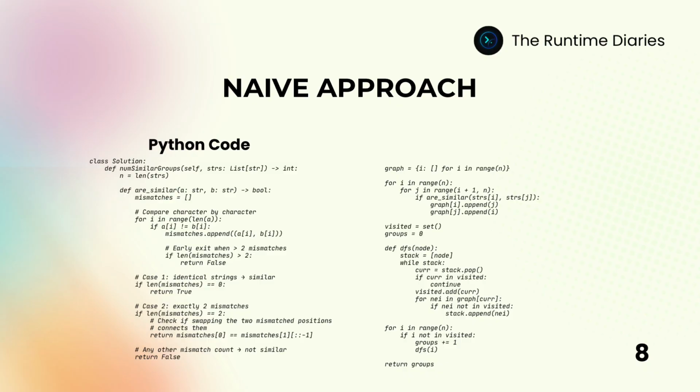components exist. The time complexity for this approach is O of n squared times L, where n is the number of strings and L is the length of each string. You're comparing n squared pairs, and each comparison takes up to L time to scan through the characters. This might sound expensive, but it's actually the expected complexity for this problem. We'll talk about why in the next slide.